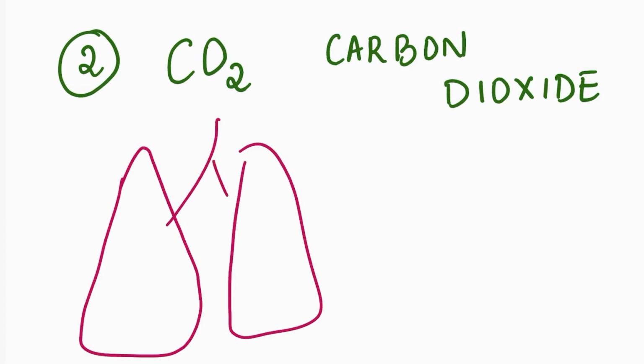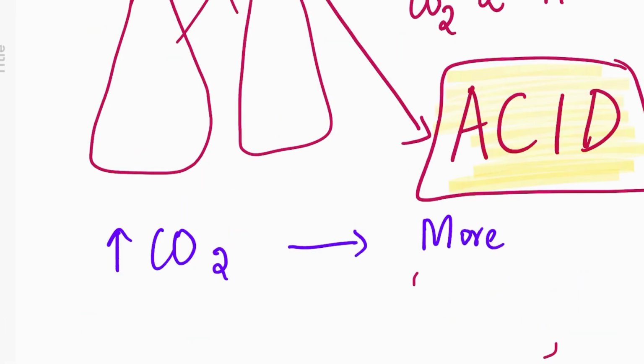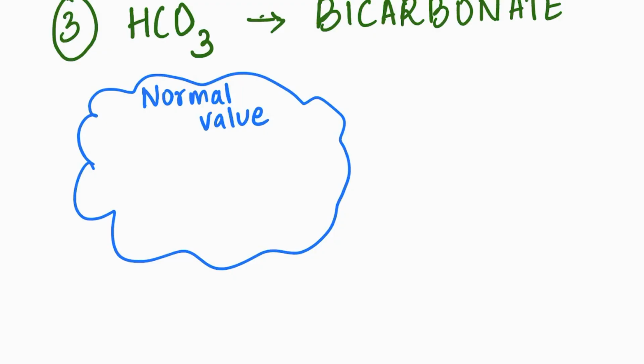It is controlled by the lungs. The amount of carbon dioxide in your body is directly proportional to the hydrogen ions in your body, which is the acid. So carbon dioxide, you should relate it to the acid. So the more the carbon dioxide, the more acidic your blood is.